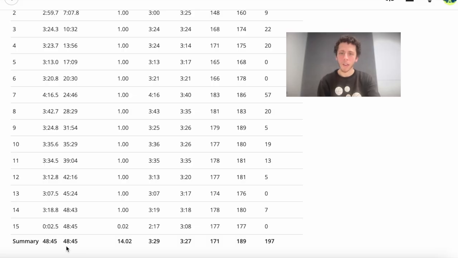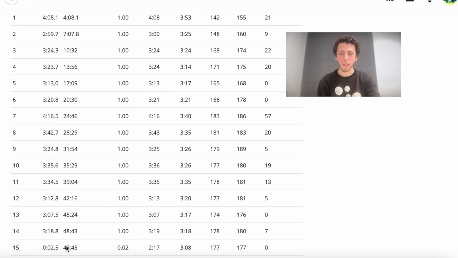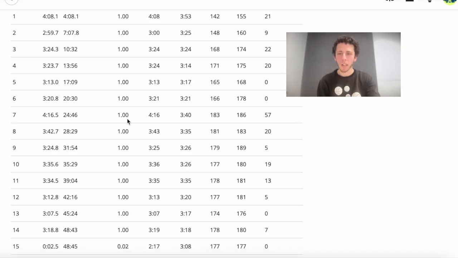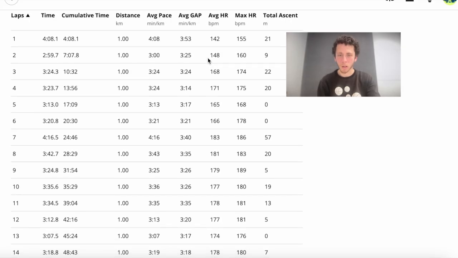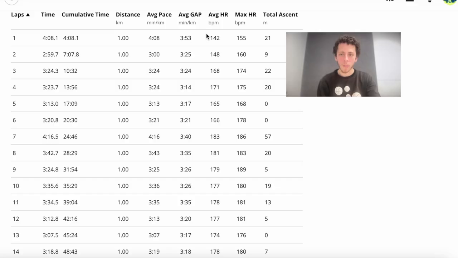So very, very happy with that. And you can just see my heart rate increase so much, where it starts at about 140, in the 140s, 148, 142, but then gets so high so quickly.